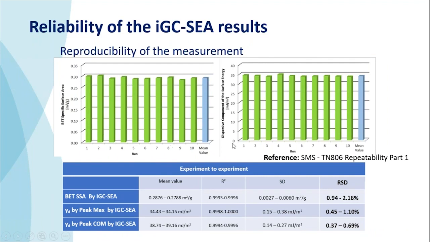And just to highlight, I won't go into details, but we often get questions, and when I show data later on, you'll ask, what's the reproducibility? This is a large reproducibility study that we have done with the IGC SEA. You can see that the standard deviations in surface area measured by inverse GC were quite low. So we get extremely good reproducibility, with surface areas below 0.1 meters squared per gram on the standard deviation.